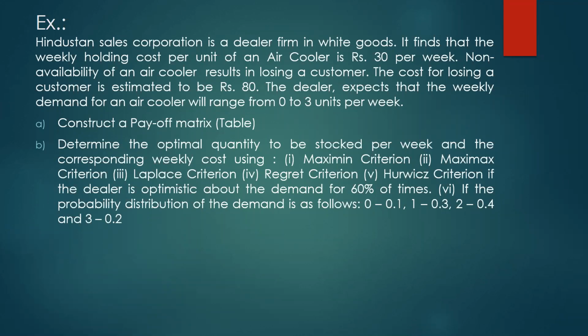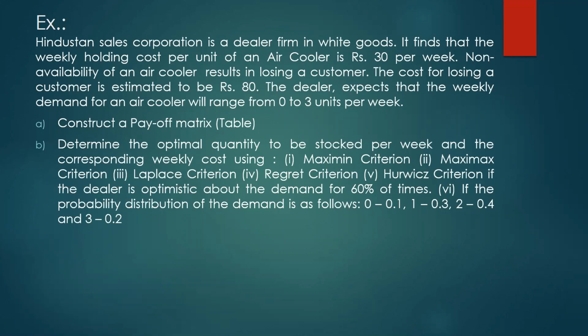Now, if you look at the problem again, we are talking about the cost. We are talking about the holding cost of a particular unit. So for 1 unit of air cooler, per week, I have a charge of 30 rupees. And if I'm losing a customer, the cost for losing a customer is estimated to be rupees 80. So here, when I'm constructing my payoff matrix, it will actually be a cost matrix. It won't be a profit matrix.